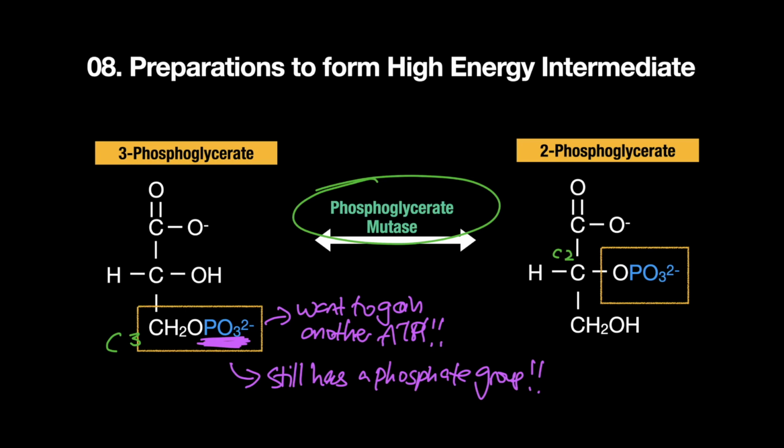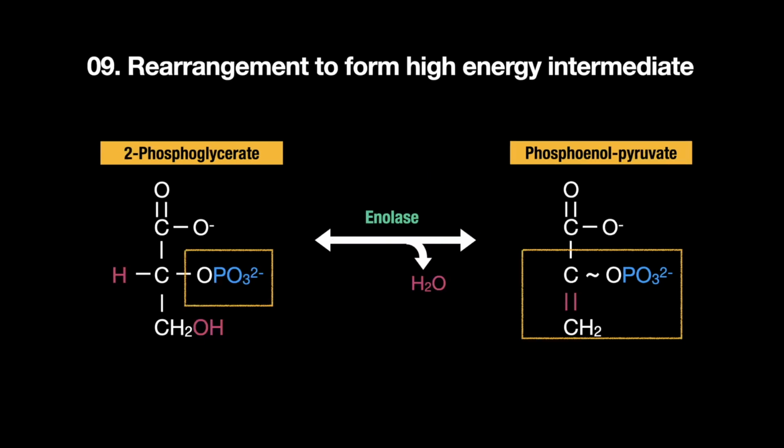And why is this necessary? Any guesses? Well, this is to simply prepare 2-phosphoglycerate, which is the end product of step 8, to form a high energy intermediate and to subsequently, you guessed it, proceed on with substrate level phosphorylation. In step 9, 2-phosphoglycerate is converted by this enzyme called enolase to form phosphoenolpyruvate.